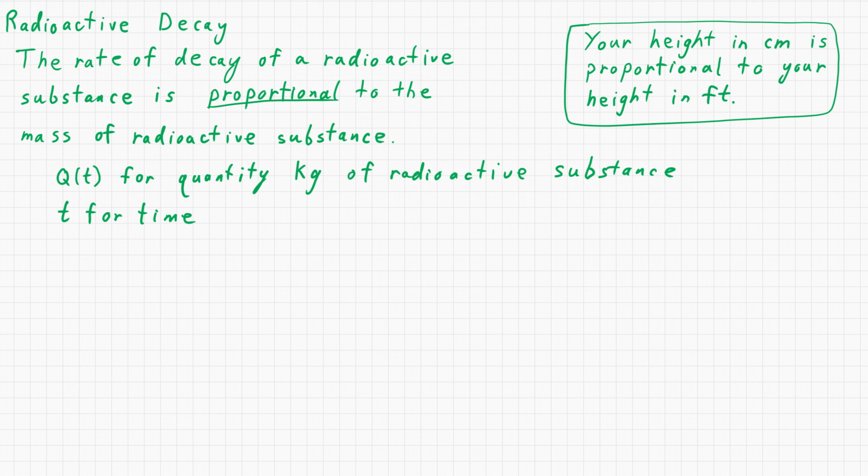So rate, that's going to be a derivative. So we have dQ/dt is equal to, proportional, so there's some constant of proportionality, I'm going to call it K, to the mass of radioactive substance. So that's going to be Q. And now there's one more thing we'd like to add here. I left a space. We normally put a negative sign there because we want K to be a positive number. Alright, so in this case we're going to have K is greater than 0. It's the constant of proportionality.